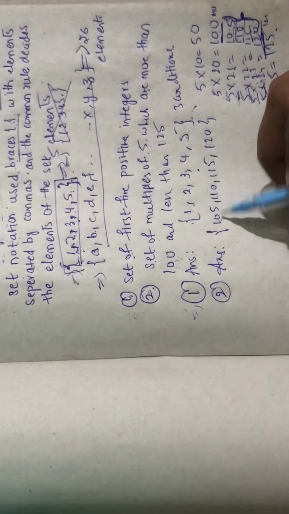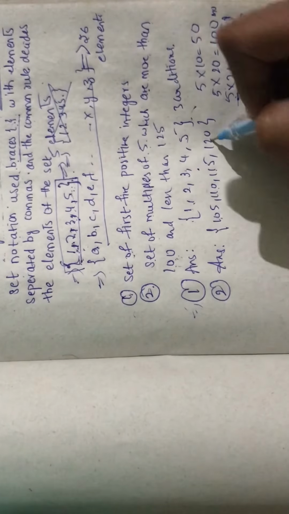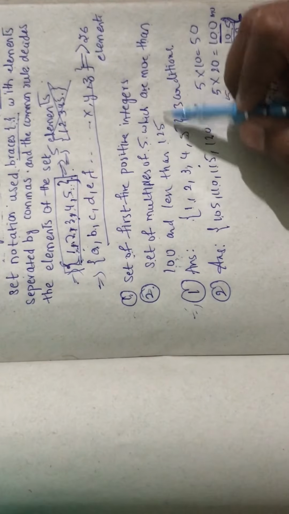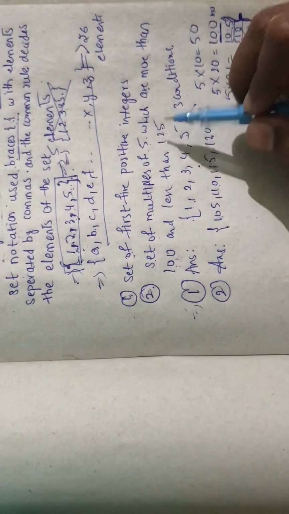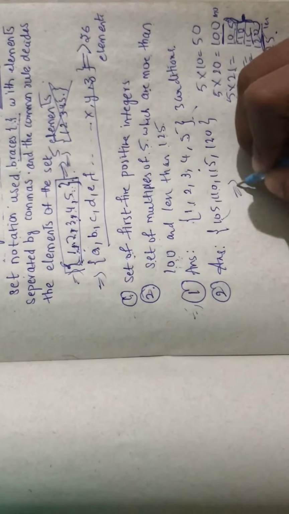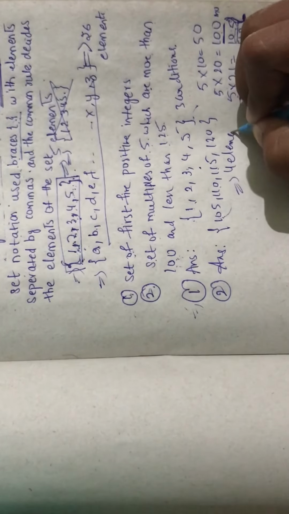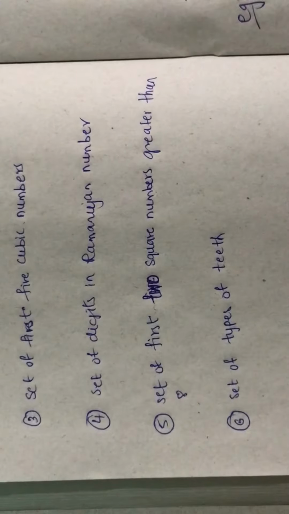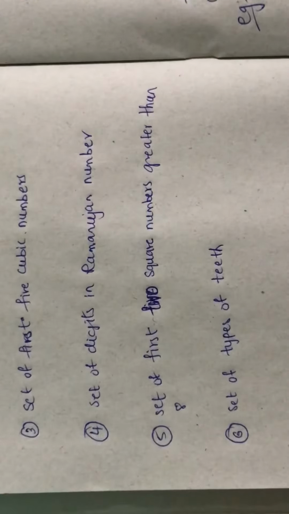So you can consider 105, 110, 115, 120 but not 125, because he said that the set contains elements that should be less than 125. So these are the 4 elements. That means this set consists of 4 elements. So already we have done 2 examples, and now let us go with the third one.